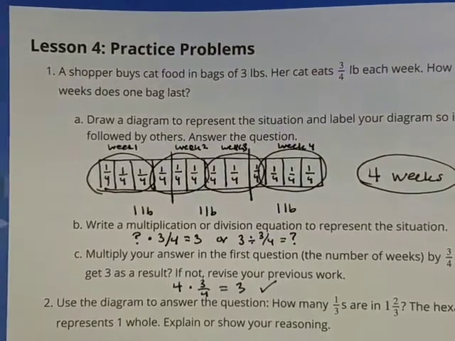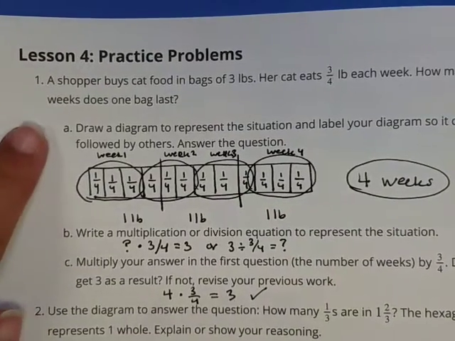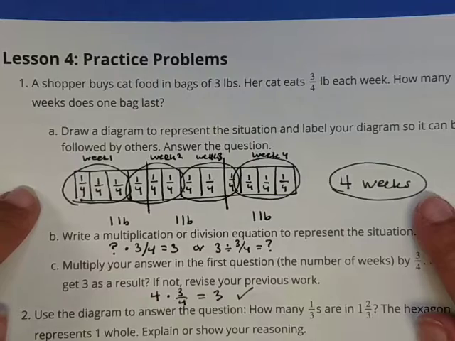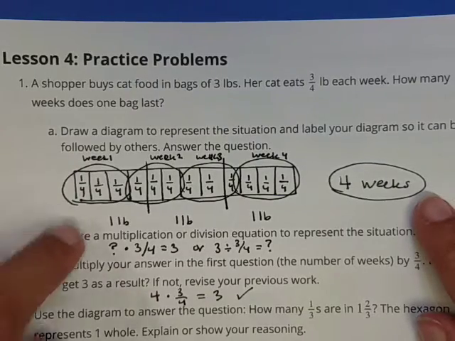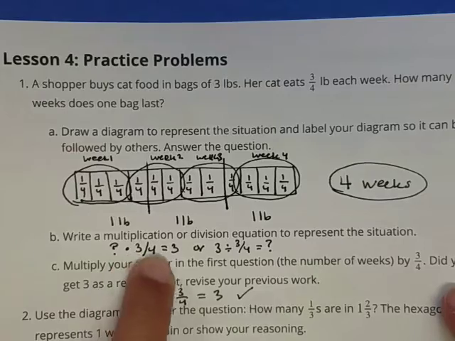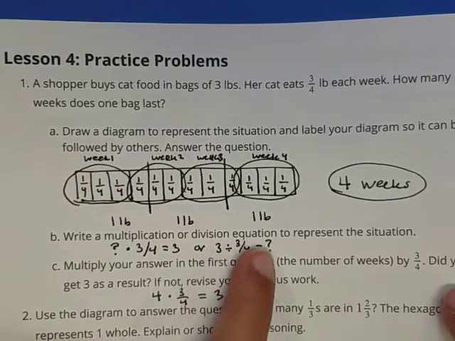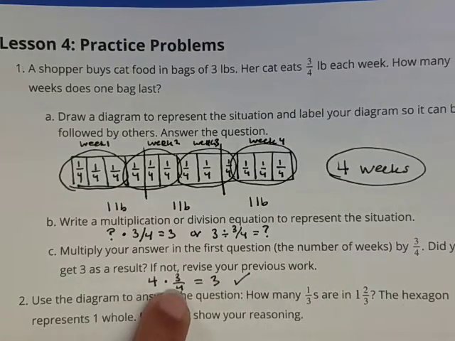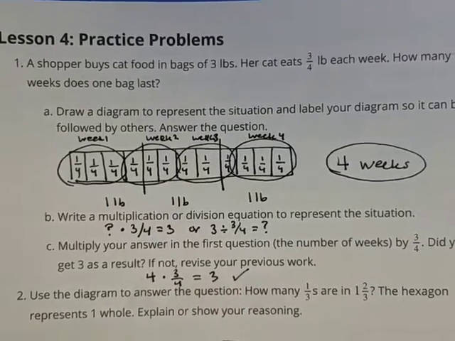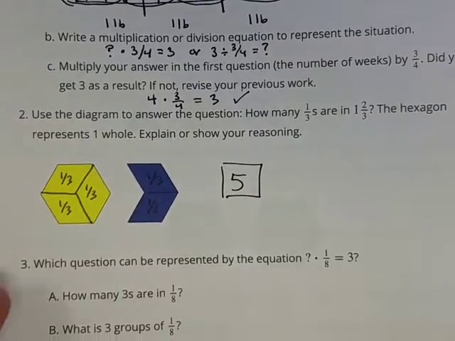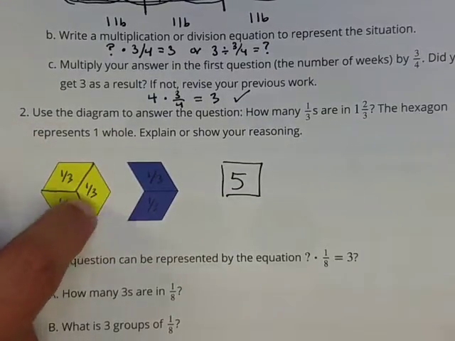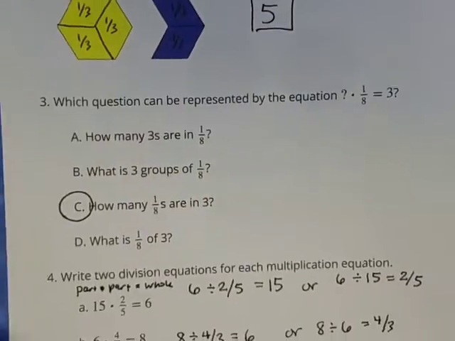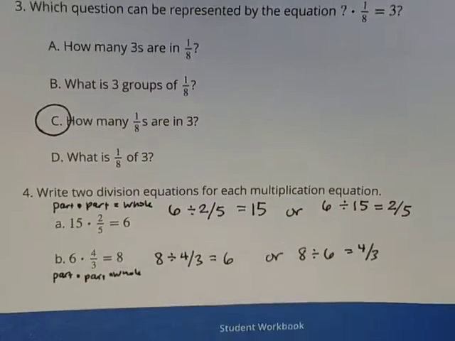All right, here are your answers for your homework. So question 1, it will be 4 weeks that the cat can eat off the 3-pound bag. Some multiplication problems, what times 3/4 is 3, or 3 divided by 3/4 is what? If you actually multiply your answer, 4 weeks times 3/4, you do get 3, so it does work. Question 2, I broke these into 1/3 each, and I got 5. Question 3, I got C.